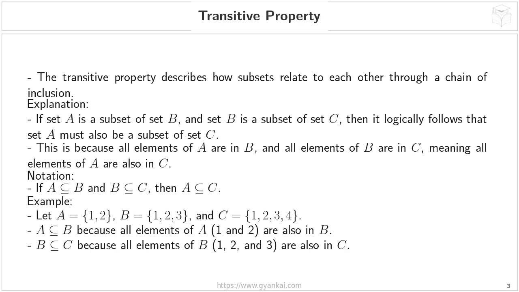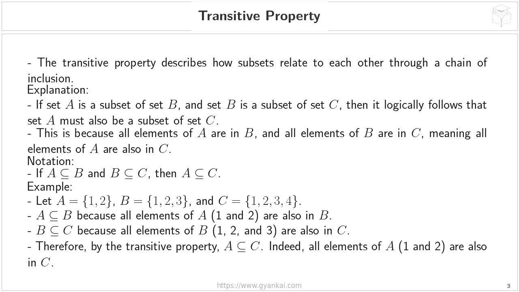Next, B is a subset of C because all elements of B, 1, 2, and 3, are also in C. That's true. Everything in B is also in C. Therefore, by the transitive property, A is a subset of C, and you can see why. All the elements of A, 1 and 2, are indeed also in C, so A is contained within C. This property will be useful as we move forward, especially when we start dealing with more complex set operations. Keep this in mind as we move on to the next slide, where we'll look at another special case involving the empty set. The empty set as a subset.